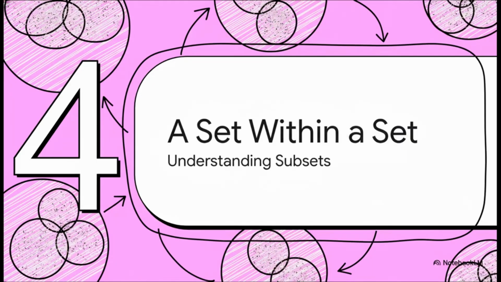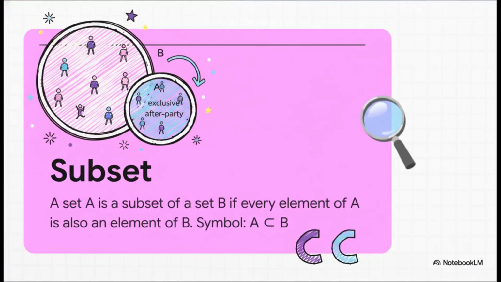All right, for our last section, let's put it all together. We've been looking at sets by themselves, but now let's explore the really interesting part, how sets can relate to each other. This leads us to the idea of a subset. It's simple, really. A set A is a subset of another set B if every single element in A can also be found in B. We use this little symbol here to show it.